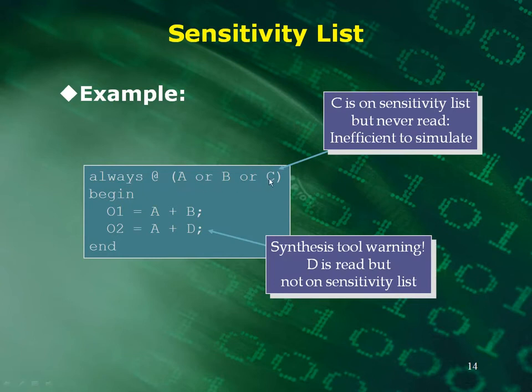Here in this example, we've put C on the sensitivity list. Maybe we were using it in the code and then we got rid of it, so it's not used anymore. And it just might slow your simulation a little bit, but that's another reason why I don't care to use the sensitivity list if I don't have to. Here we've said output 1 is equal to A plus B and output 2 is equal to A plus D. Now the problem here is we're going to get a warning because we didn't put the D on the sensitivity list.